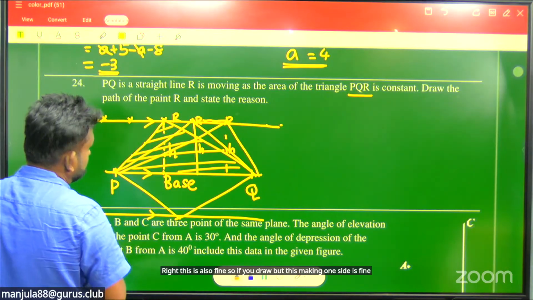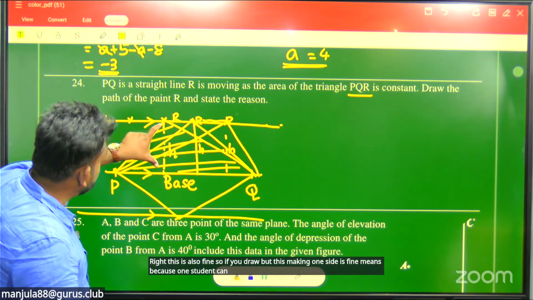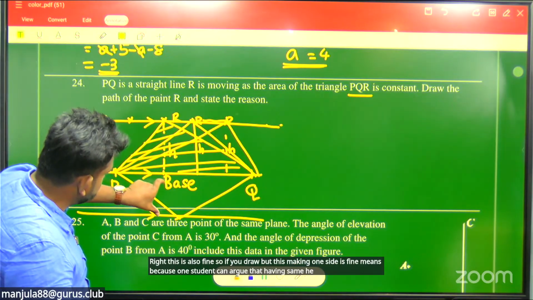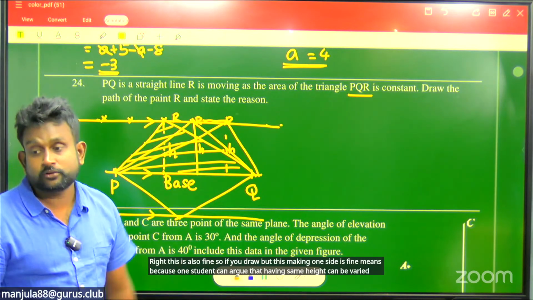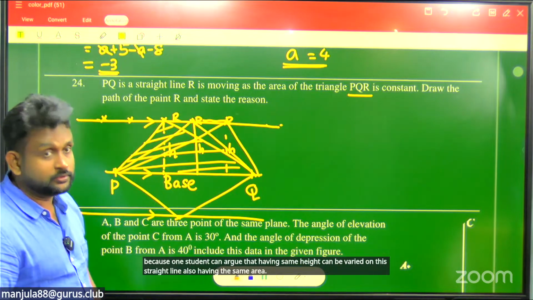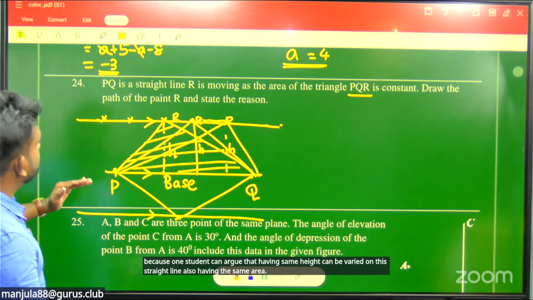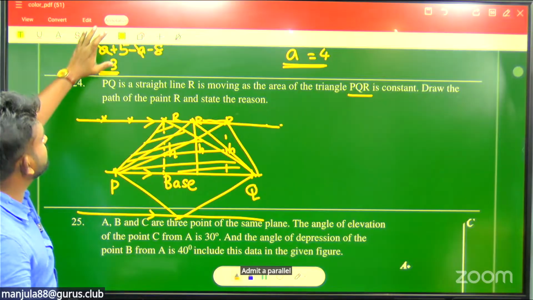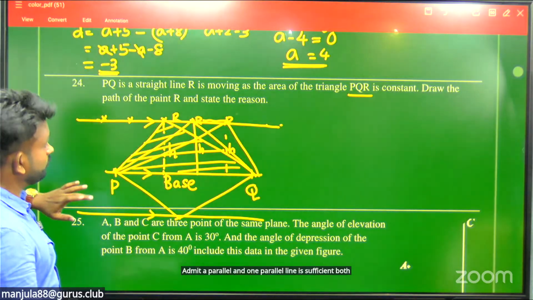But one student can argue that having the same height, R can be varied on this straight line also, having the same area. Better to draw a parallel line, one parallel line is sufficient. Oh, both are okay, no problem.